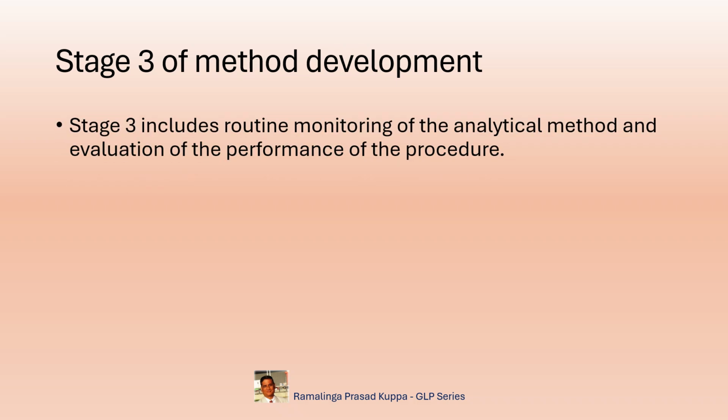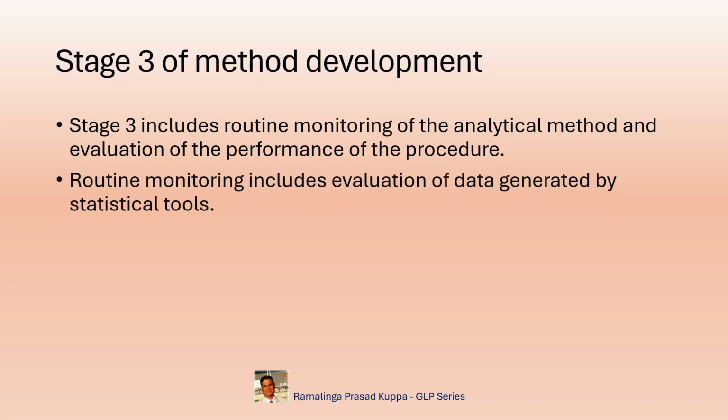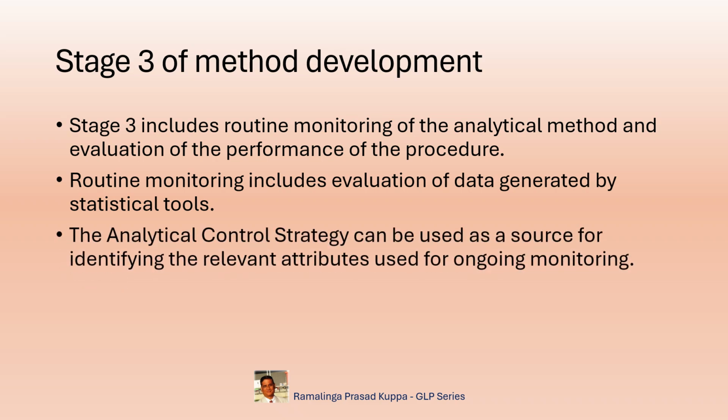Stage 3 includes routine monitoring of the analytical method and evaluation of the performance of the procedure. In this stage 3, huge analytical data is collected to evaluate its performance. Routine monitoring includes evaluation of data generated by statistical tools. The data evaluation is done by statistical methods scientifically to establish the performance of the test method. The analytical control strategy can be used as a source for identifying the relevant attributes used for ongoing monitoring.